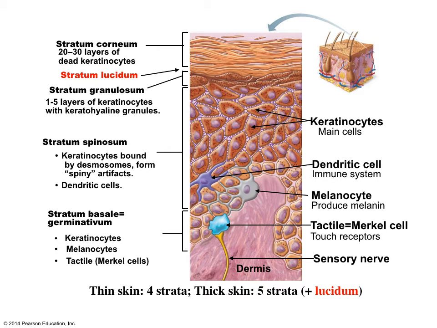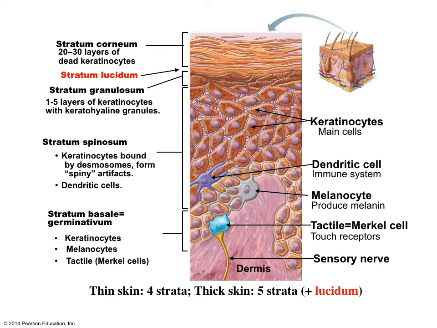We're going to start with the bottommost stratum, which is known as the stratum basale or germinativum. Here you will find 3 types of cells: keratinocytes, which are the main cells of the epidermis; melanocytes, the melanin producing cells; and finally tactile or Merkel cells, and these are receptors for touch.